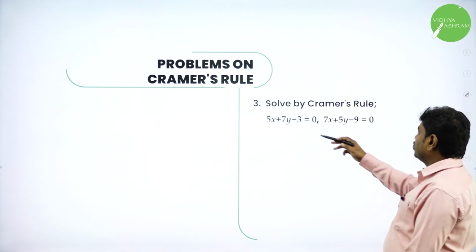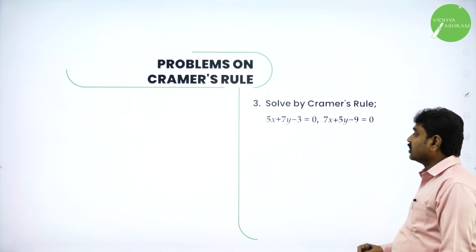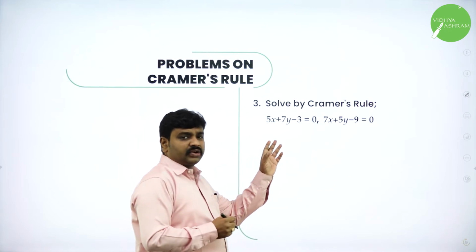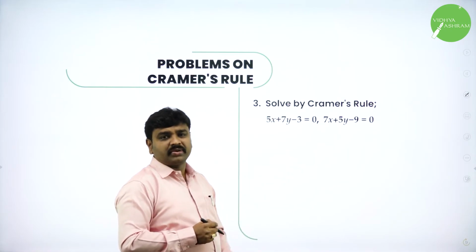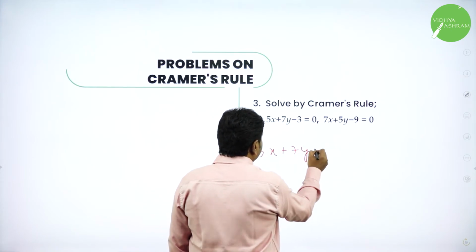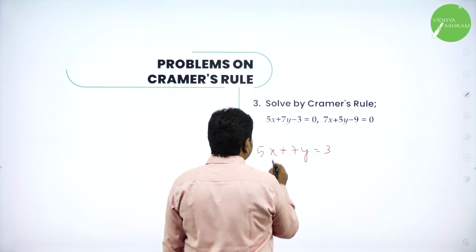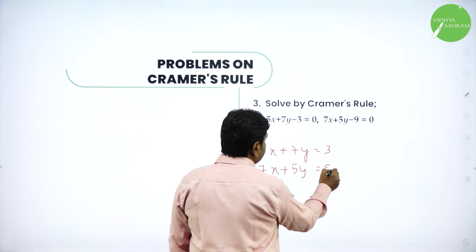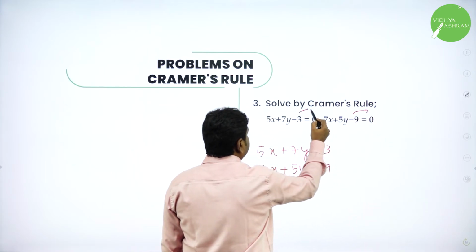Solve by Cramer's rule. They gave two equations. Here, the two equations have not been arranged in standard form. First, see to it that the constant is on one side and the variables on the other side. First, can I write this as 5x plus 7y is equal to 3, and the second equation 7x plus 5y is equal to 9? Minus 9, you transfer to that side. So first write like this.